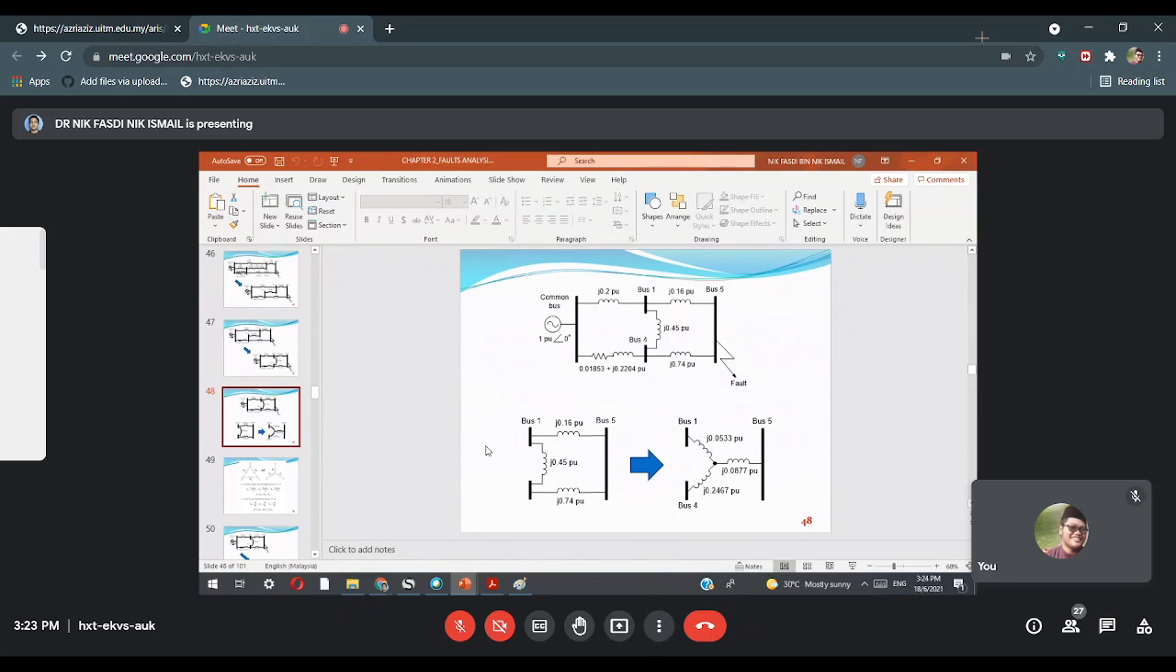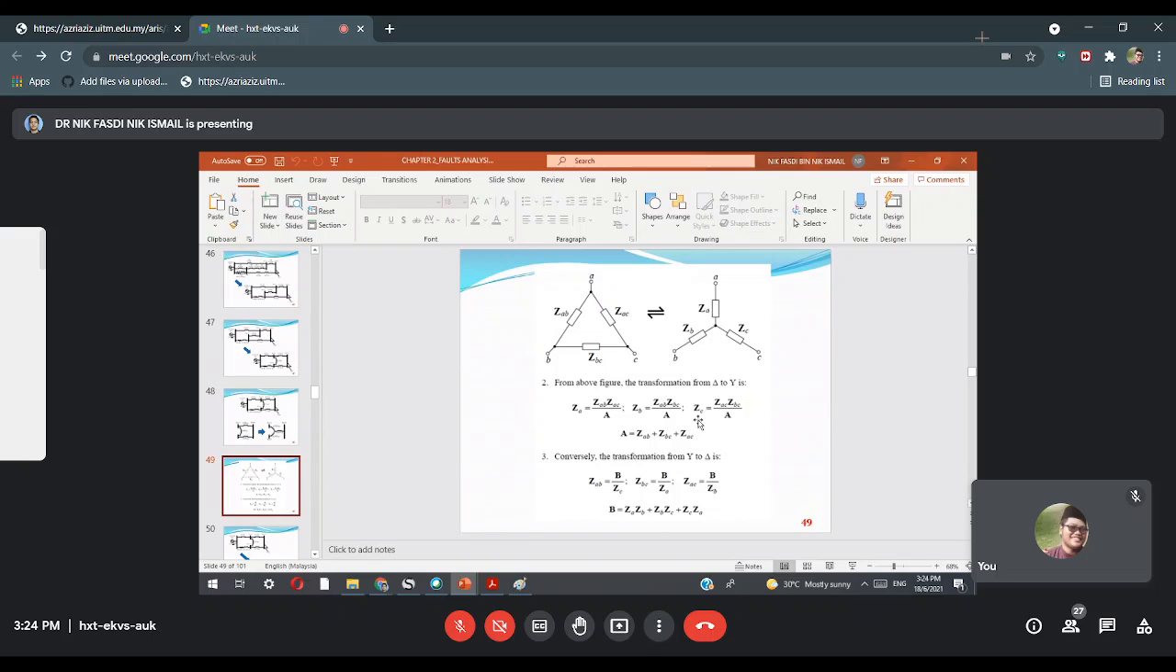Ini how to simplify. You belajar circuit dulu kan. Ingat, ini ialah delta to star transformation. This is the equation yang kita guna. Ada juga circuit nanti you have to go not from delta to star, but star to delta. So this is the star to delta. So you dah belajar circuit sebelum ni.